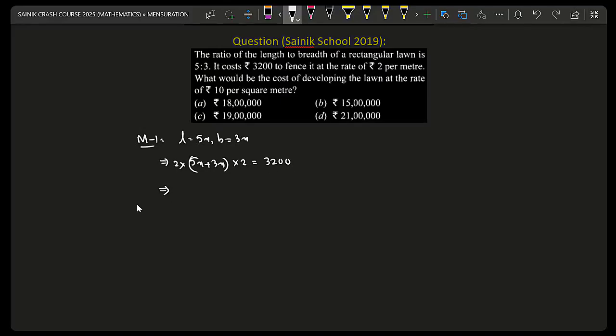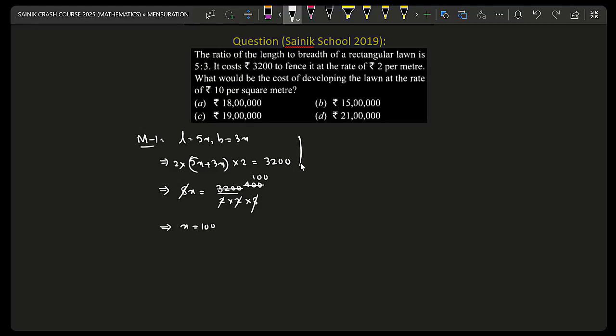Sir, we can find the value of x. Okay, 5x plus 3x is 8x. Can I transfer both 2's to the right side? Yes, sir. We get 2 into 2, and you can also transpose the 8 here. 8 ones are 8, 8 fours are 32, so 400. Then 2 ones are 2, 2 twos are 4, so it is 100. So x is equal to 100.